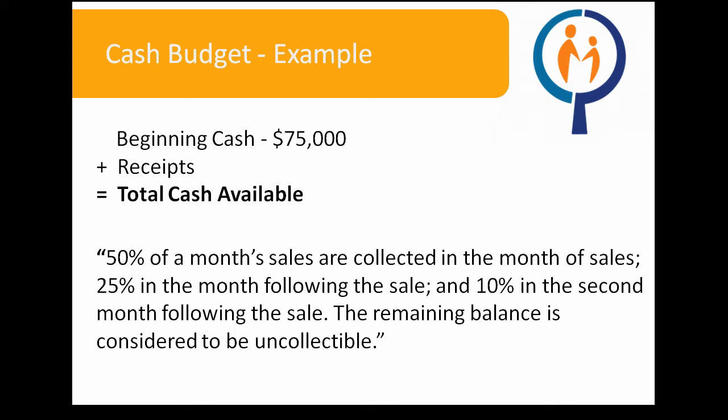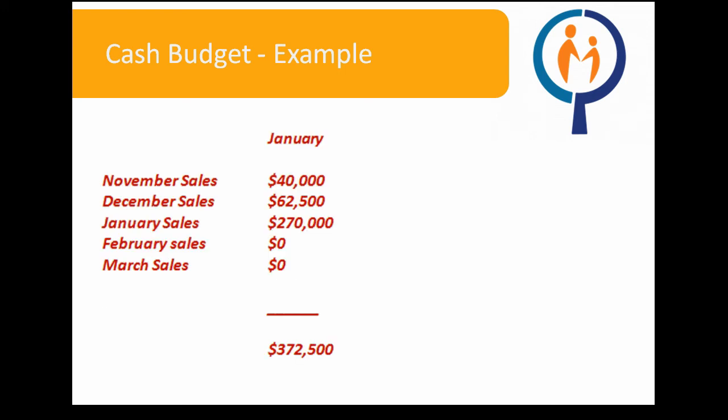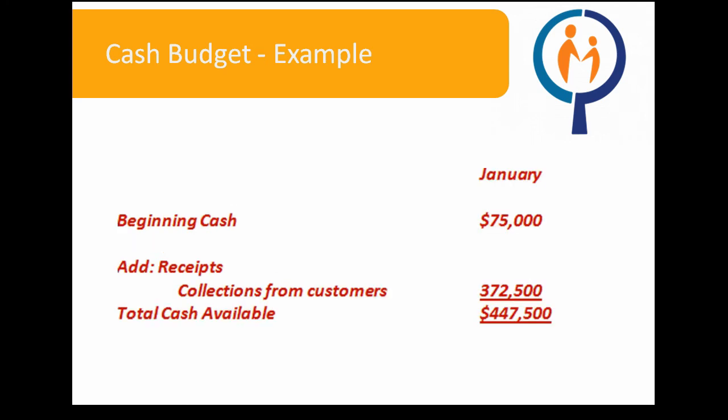Our receipts include collections from customers. As a reminder, 50% of a month's sales are collected in the month of sales, 25% in the month following the sale, and 10% in the second month following the sale. The remaining balance is considered to be uncollectible. This produces $372,500 of cash collections from customers, and a total cash available figure of $447,500.